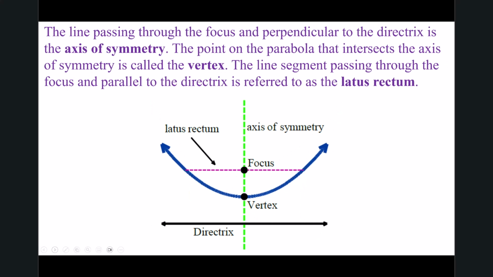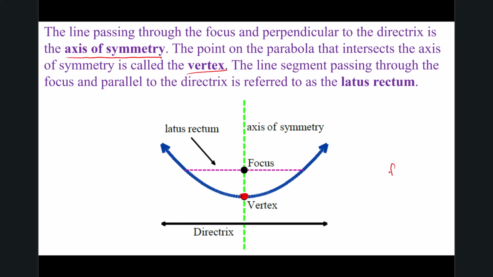The line that passes through the focus and is perpendicular to the directrix is called the axis of symmetry. So that's our green dashed line here on this graph. The point on the parabola that intersects the axis of symmetry is called the vertex. So that's this point right here. And the line segment that passes through the focus and is parallel to the directrix is referred to as the latus rectum. And that is our purple dashed line segment.